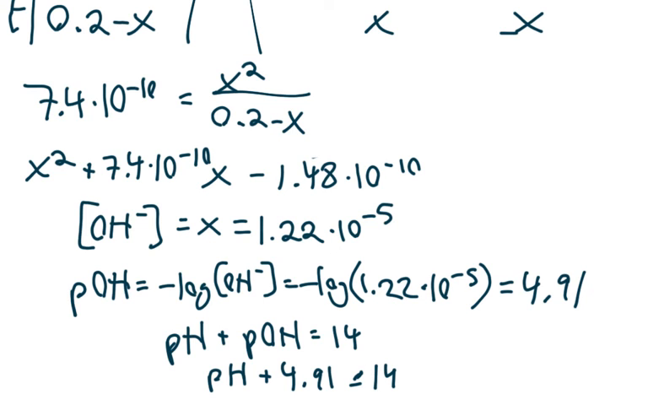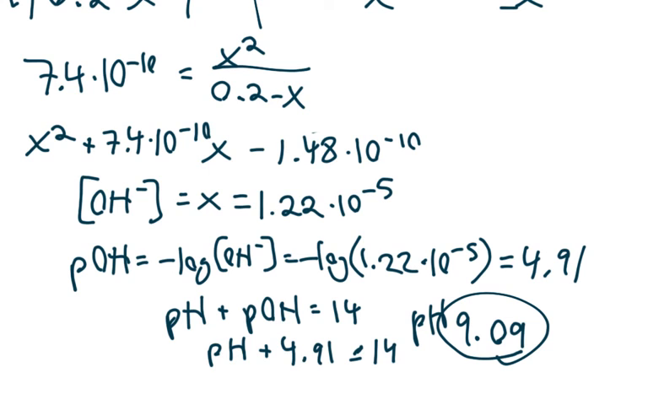And if we subtract 4.91 from both sides, then what we're going to get is 9.09, which is greater than 7. pH greater than 7 is basic. So that makes sense. So now you know how to find the pH of a solution with a weak acid, or a weak base, or a strong acid, or a strong base. I think we went through all cases except for the strong base, but that works the same as the strong acid. So have fun doing these problems on your own.